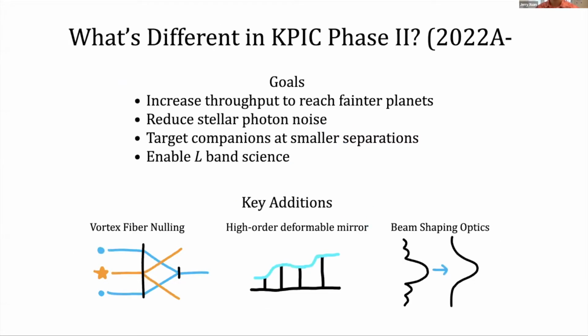So in phase 2, we wanted to keep doing what we were doing in phase 1, but better, and also add new capabilities. Phase 2 has just started, and I'm just going to highlight a few technical goals that we had, which are essentially to increase the number of photons we get from the planets and to reduce the number of photons we get from the star. We also want to enable new science by targeting companions at around the diffraction limit with techniques such as the vortex fiber nuller, which I'll be talking about in a few slides. And in addition, we want to enable L-band science.